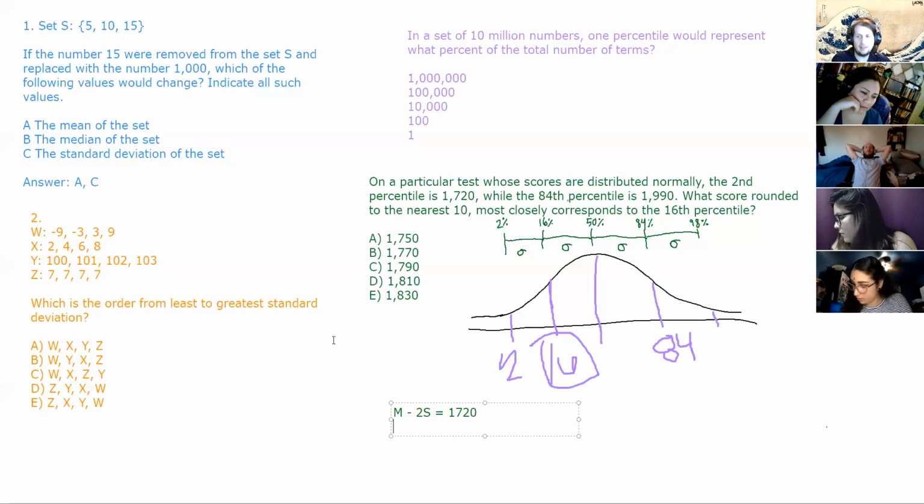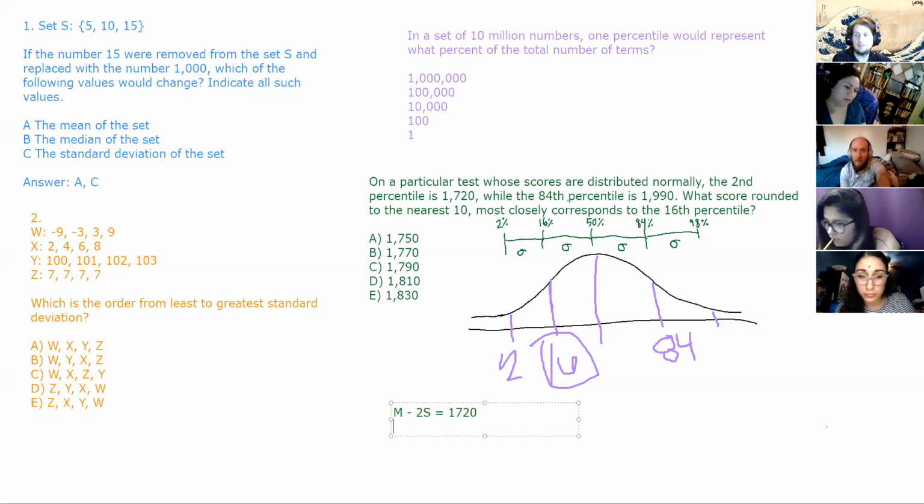And another thing they give you with this is, what's another thing that we know? Oh, you can add mean plus 2 standard deviations, and that's going to give you the 1990? Or no? Not plus 2 standard deviations. Just one? That's one. So one standard deviation above the mean is the 84th percentile, you're saying? Yeah.